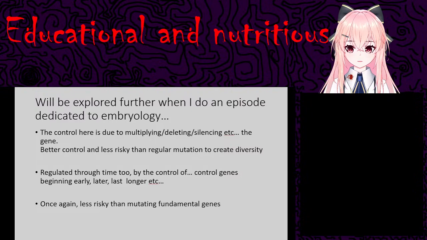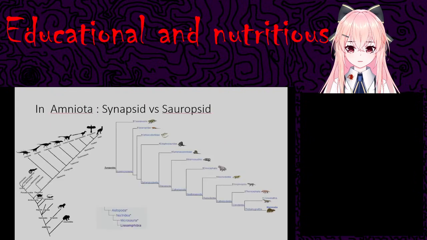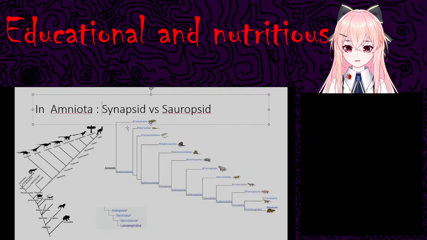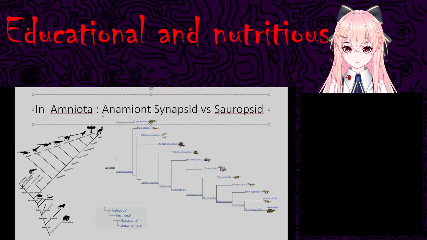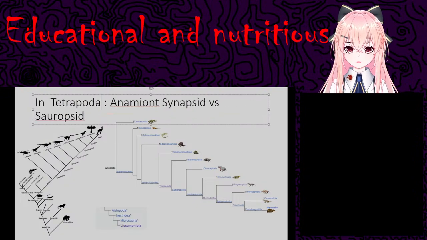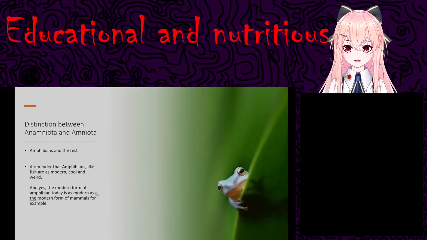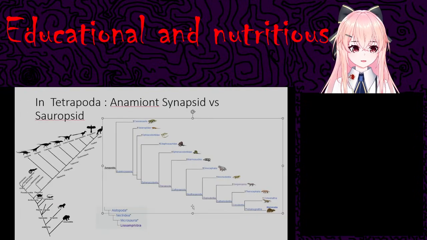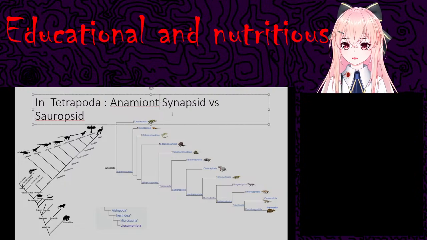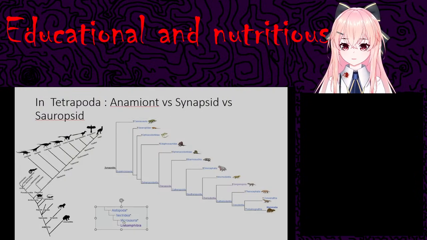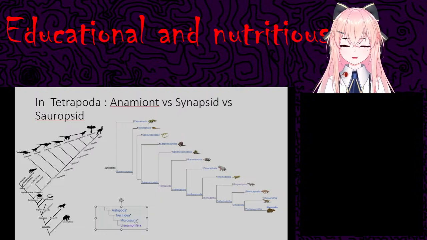And afterwards, yeah, there's something that I want to change. Anamniotes, like in Tetrapoda. There are three great families when it comes to Tetrapoda, and we're going to see them right now. There's anamniotes, which are right there.